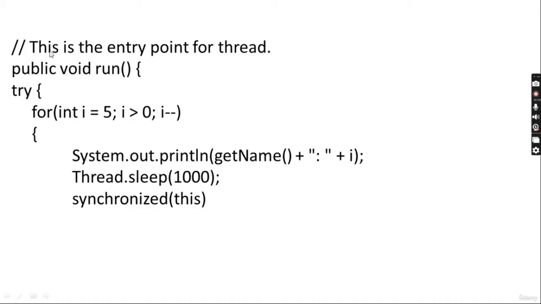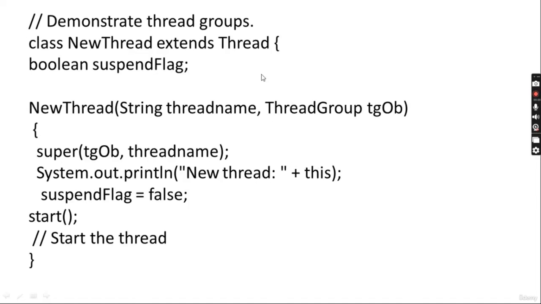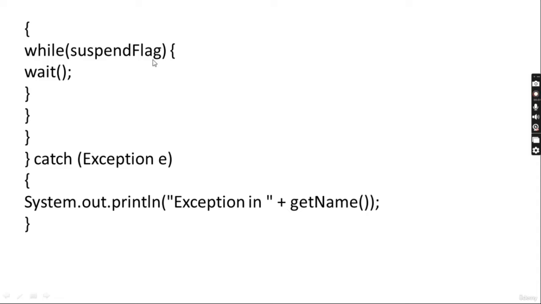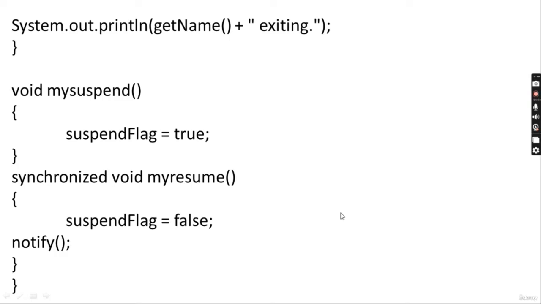Now here this is an implemented method, the overridden run method. For 5 times, what we are doing, getName of the thread. We don't have to pass the object name dot getName because this class itself is a thread. Plus i, Thread.sleep(1000). For 1 second this will sleep, and synchronized(this). Okay, so we are calling the synchronized block. While suspendFlag, we have to wait, and if it is having an exception, it will give you the exception in this getName, that is the particular thread. Then getName exiting, this particular thread is exiting.